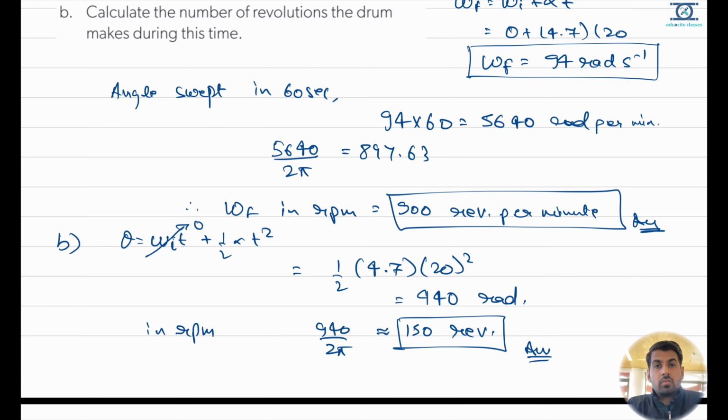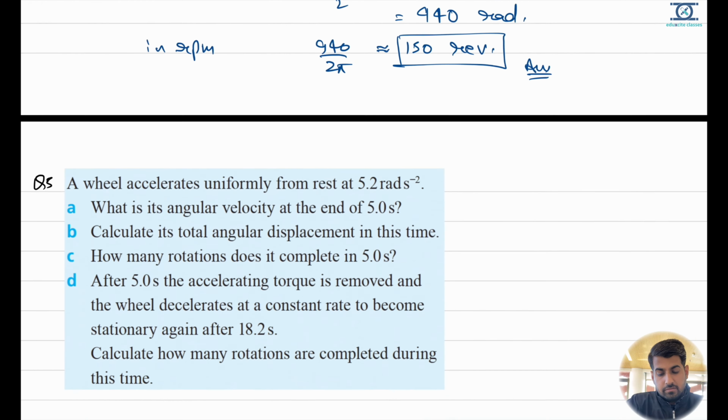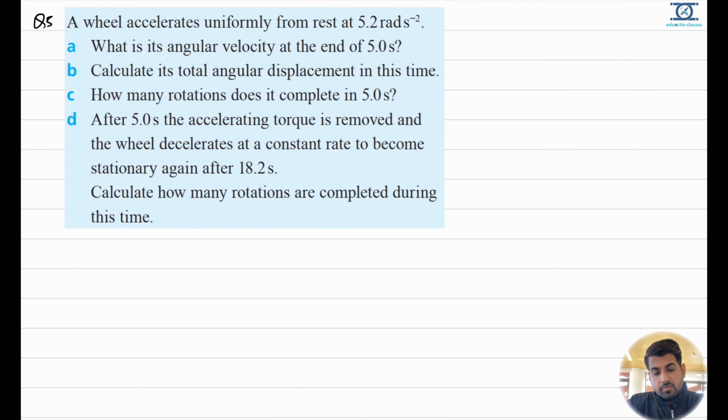Always remember, when converting to revolution per minute, find out the total angle swept in the given time frame, or if you want to find angular velocity, find the angle swept per that angular velocity and divide by 2 pi, because one revolution is equal to 2 pi. Okay, so that's the way. Now question number 5, quite easy, just pause the video and solve.